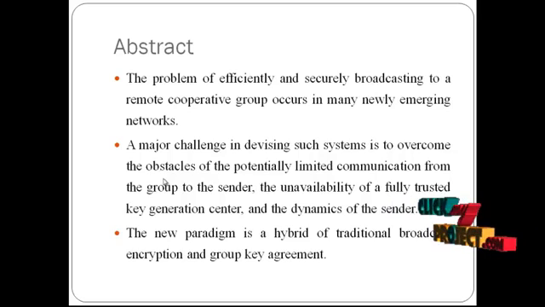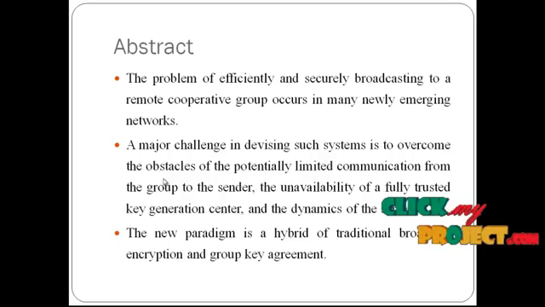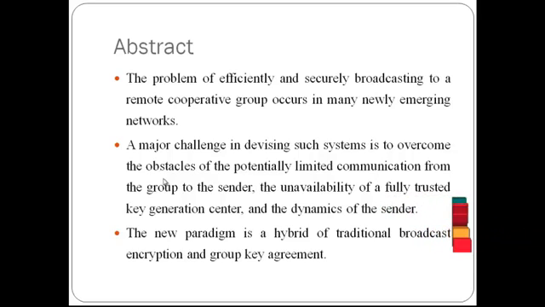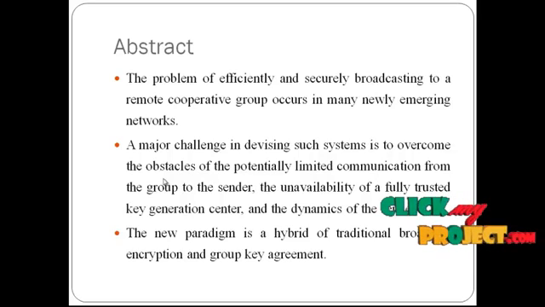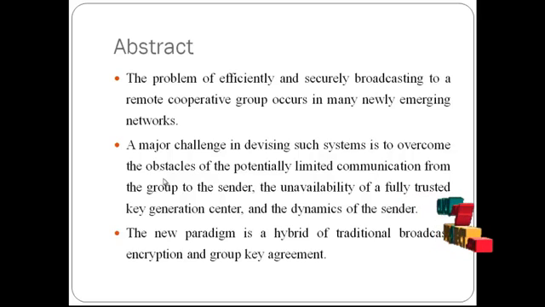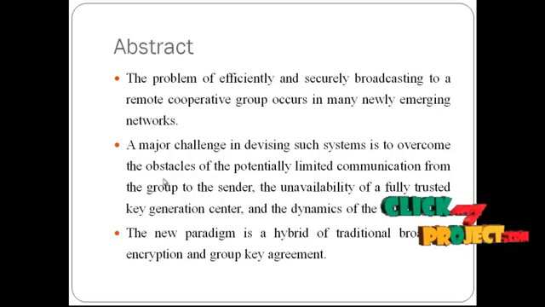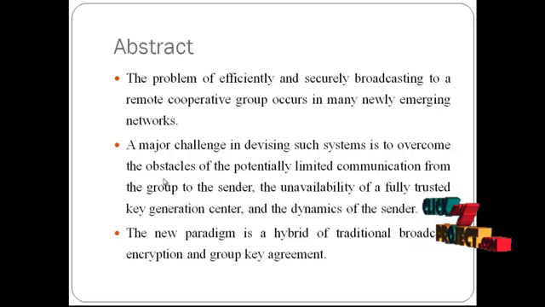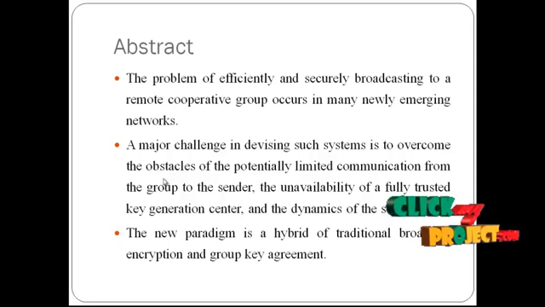The problem is efficient and secure broadcasting to a remote cooperative group. It occurs in many newly emerging networks, so it will create new networks for transmitting data. The major challenge is for the system to overcome the limited communication from the group to the center. From the center to the receiver, it creates more complicated collisions between more than one group. There is also the vulnerability of a fully trusted key generation center, and key generation is difficult to send using trusted and untrusted users.